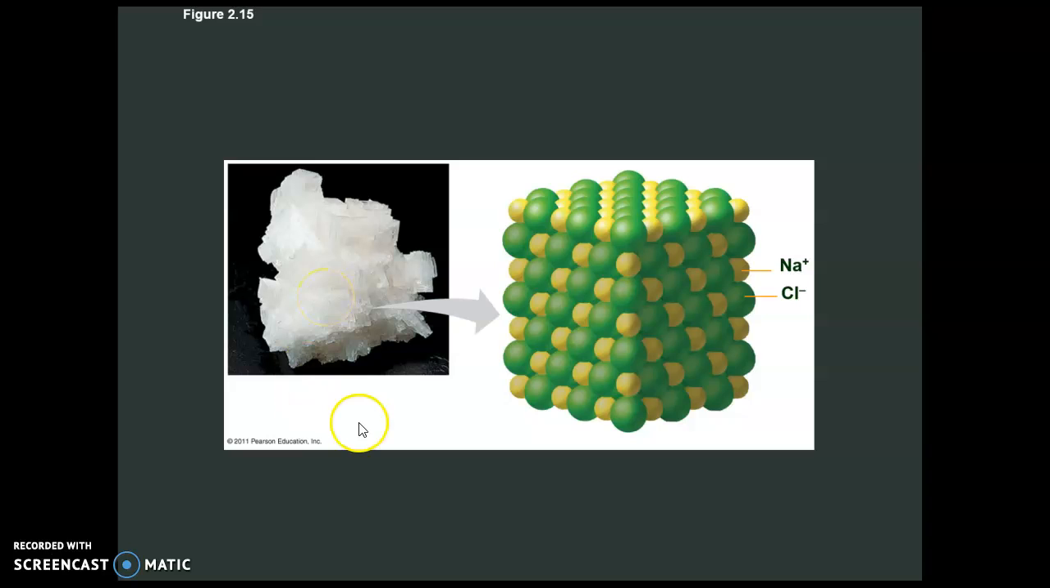This is what it looks like in crystalline form. Over on the left is a picture of a large sodium chloride crystal, and on the right is what it would look like if we were able to see the atoms making it up.